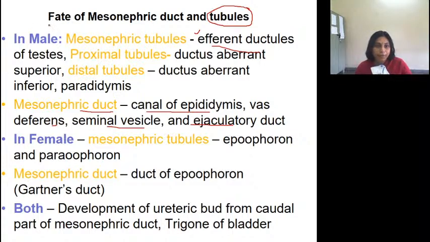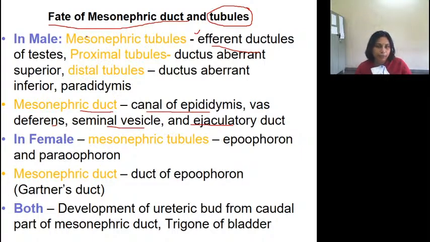So the fate of the mesonephric duct you should remember, because this can be asked as a 5 marks question in the university exam. When it is asked, you should write what is the mesonephric duct, what are the mesonephric tubules, and what are their remnants in the case of males, females, and in both sexes together.